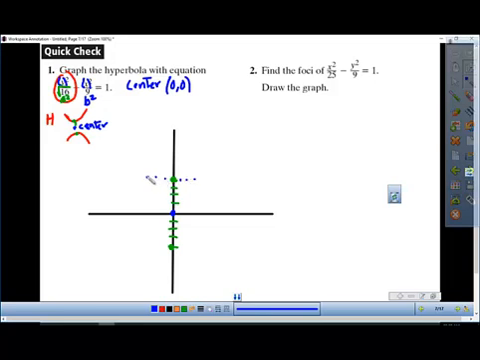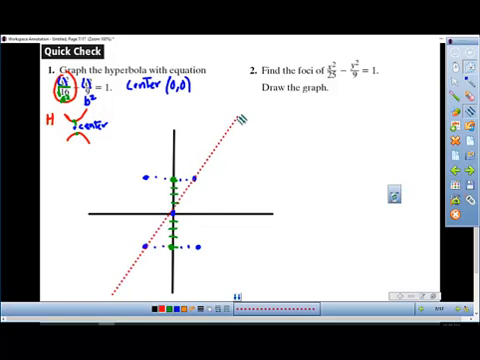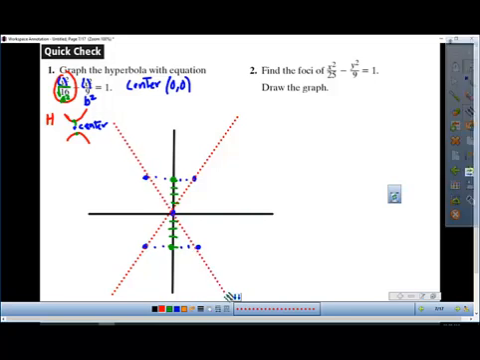1, 2, 3. Okay, so this blue point, and then down here I go over 1, 2, 3. Over here, 1, 2, 3. All right, and then last thing is we take those points and we draw a kind of asymptote guideline here. From here, asymptote. Okay, and then double check that it's going to be a vertical hyperbola.